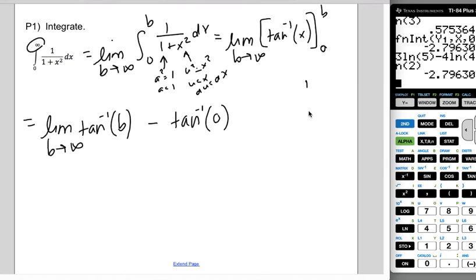So if we think about what an arctangent looks like, an arctangent essentially looks like this. So the way an arctan looks, this is a horizontal asymptote at pi over 2. This is a horizontal asymptote at negative pi over 2. This is what an arctan graph looks like.